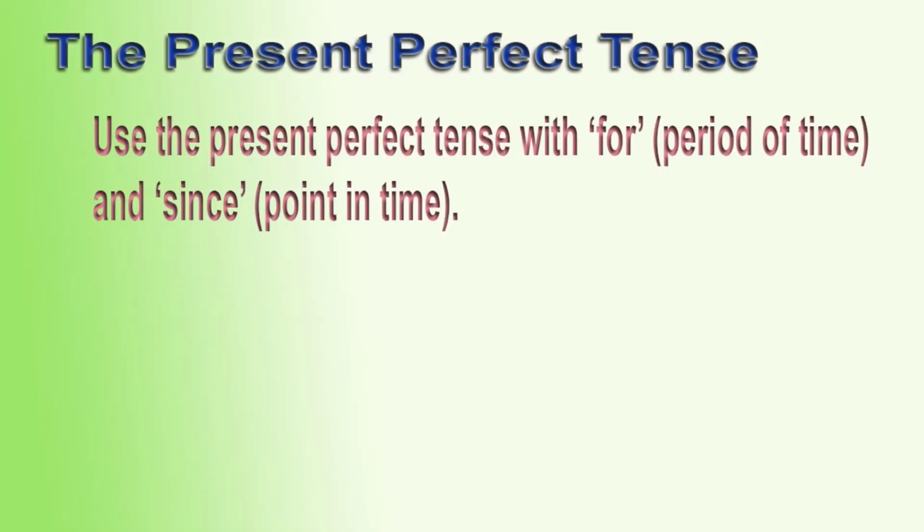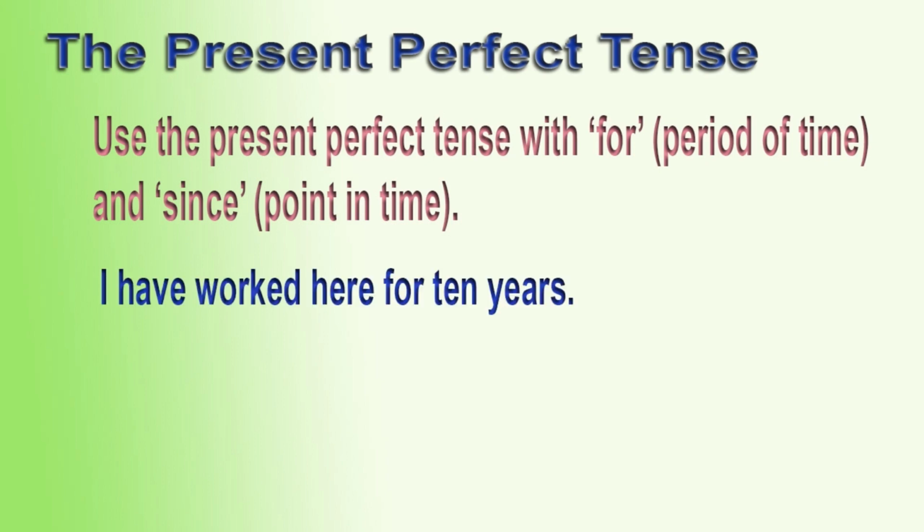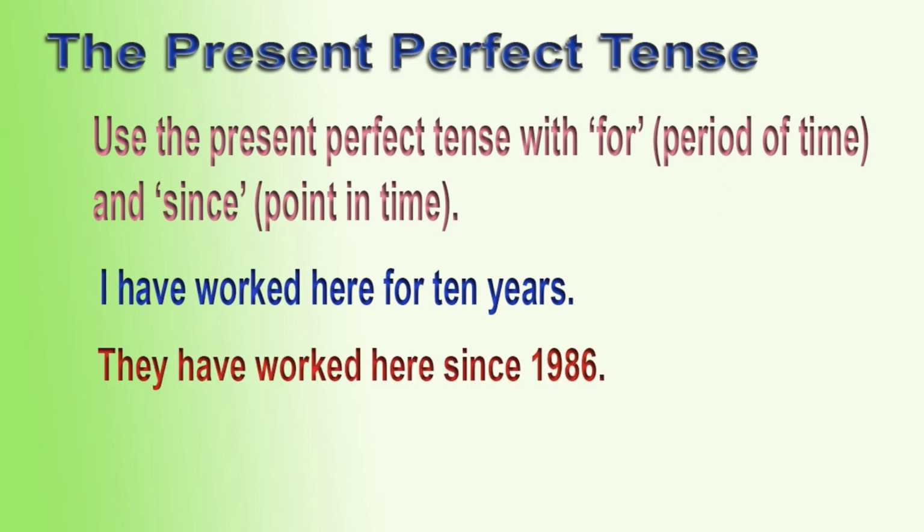Use the present perfect tense with for, a period of time, and since, a point in time. I have worked here for 10 years. They have worked here since 1986.